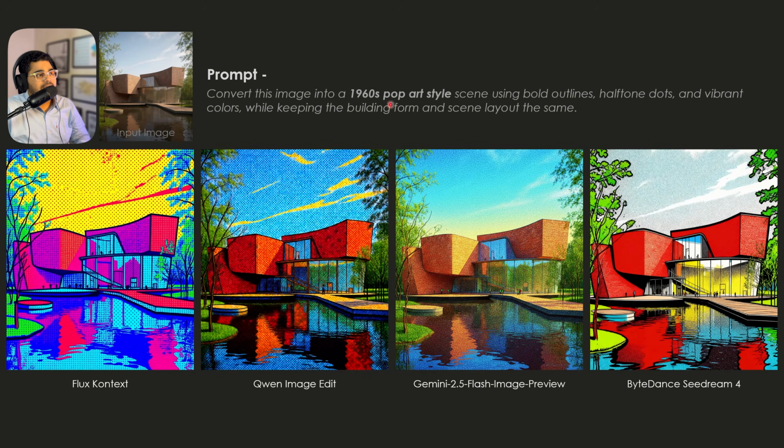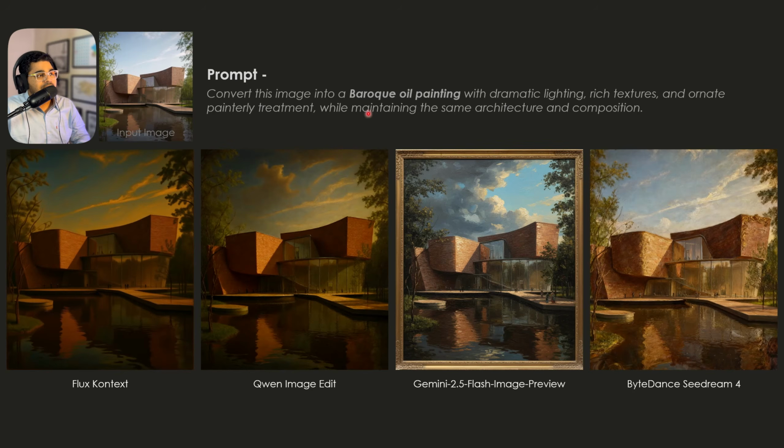Then the next one was 1960s pop art style scene with bold outline, halftone dots and vibrant colors. In this case, I know that FluxKontext has moved a little bit, but it is the one that follows the prompt. So FluxKontext wins. And then in this case, I'm saying Baroque oil painting. None of them did a good job. I see that Seedream was trying to add some Baroque characteristics to the building, but really failed. So in this case, none of them win.